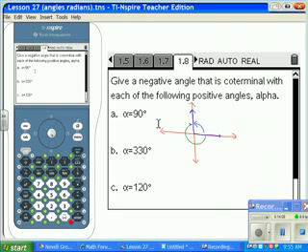So my coterminal angle is this angle here. What angle is that? Negative 270 degrees. Does that make sense?